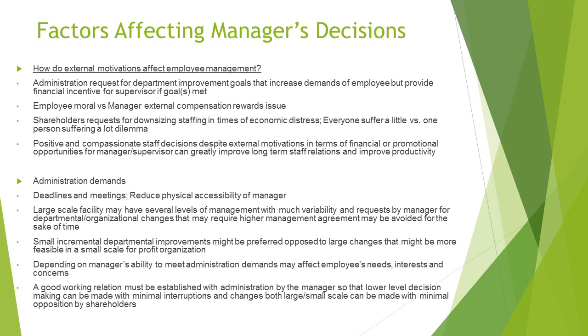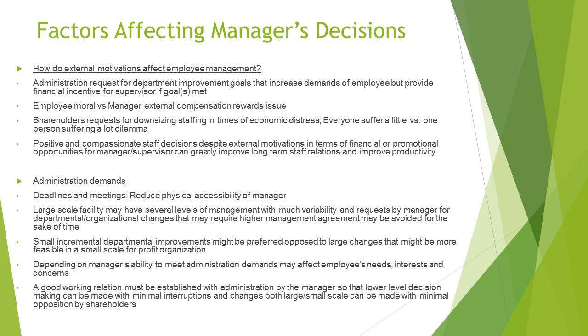Factors affecting managers' decisions. How do external motivations affect employee management? Administration requests for department improvement goals that increase demands of employees but provide financial incentive for the supervisor if goals are met. Employee morale versus manager external compensation rewards issue. Shareholders request for downsizing staffing in times of economic distress. Positive and compassionate staff decisions, despite external motivation in terms of financial and promotional opportunities for the manager or supervisor, can greatly improve long-term staff relations and improve productivity.